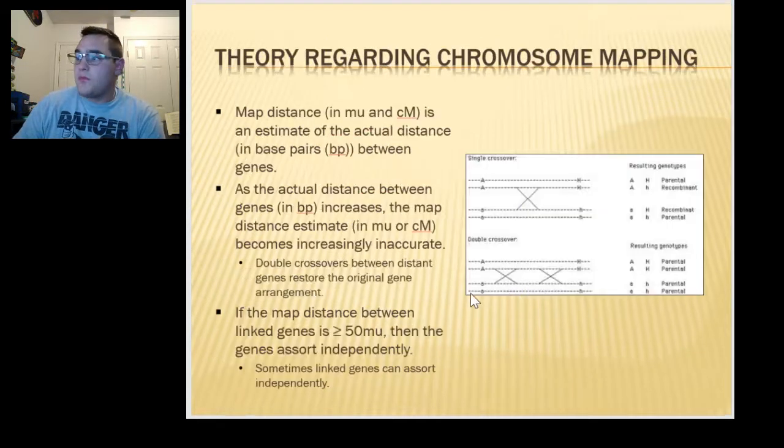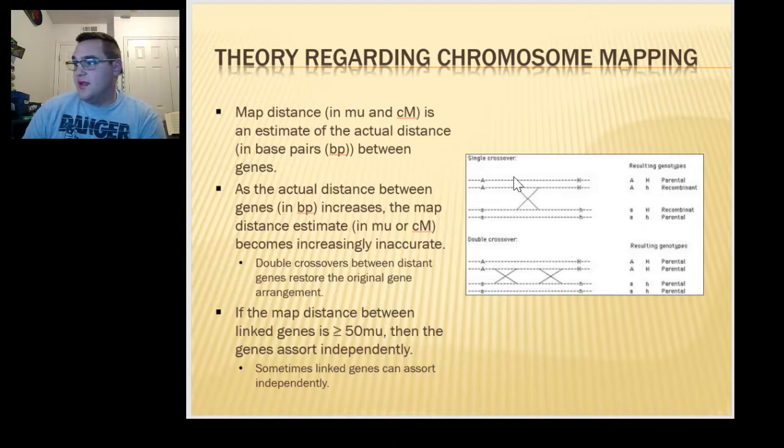And so the theory regarding chromosome mapping: the map distance is in MUs, map units, and it is an estimate of the actual distance between base pairs between the genes. As the actual distance between the genes in base pairs increases, the map distance, or MUs, becomes increasingly inaccurate. Like I said, once you get over 50 MUs, they're not linked. Double crossovers at a distance restore the original gene arrangement. If the map distance between linked genes is more than 50, then they sort independently, just like I was saying before.